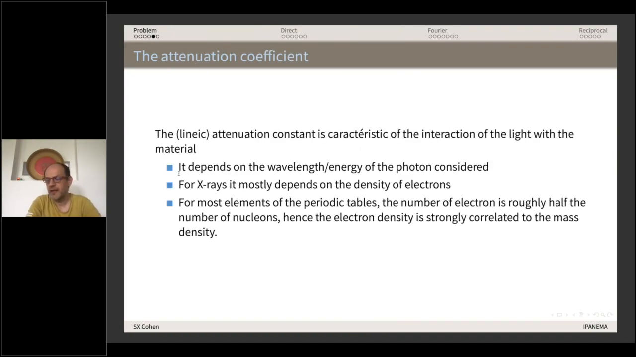One thing which is interesting is that if you look at the periodic table, you will see that most atoms have 2 nucleons per electron. So the number of nucleons, protons and neutrons, is twice the number of electrons, more or less. And the mass of the atom is more or less the number of nucleons, and the electron density is then strongly correlated to the mass. So through the electron density, we get some kind of information on the mass density of the material, and we can see that within the depth of an object.